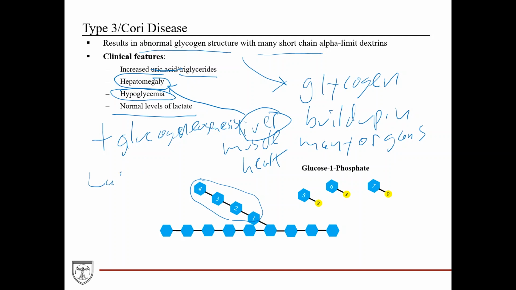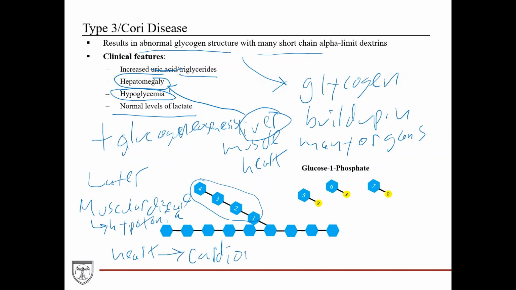Later on, as this disease progresses, it can lead to more skeletal muscular disease, where you would see hypotonia, and then eventually deposition in the heart and dysfunction of the heart, which can then lead to cardiomyopathy.